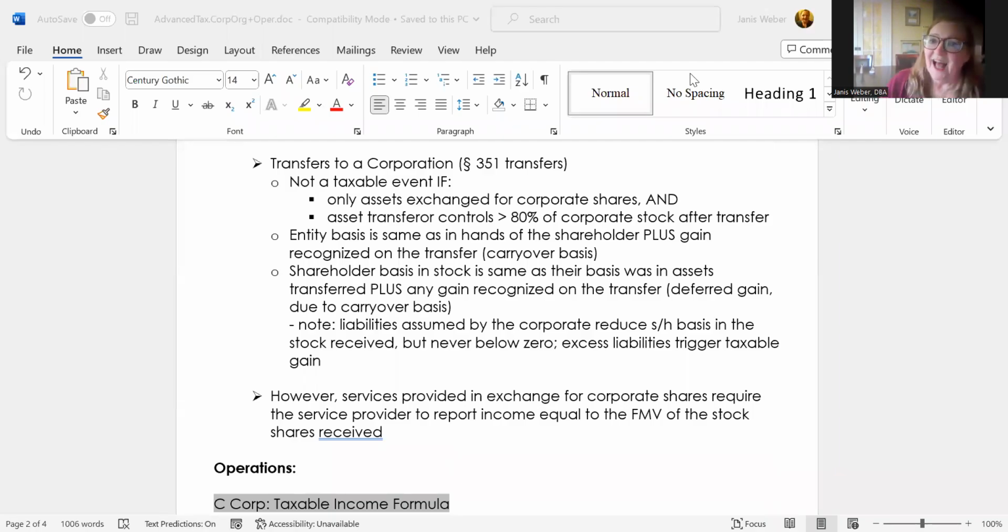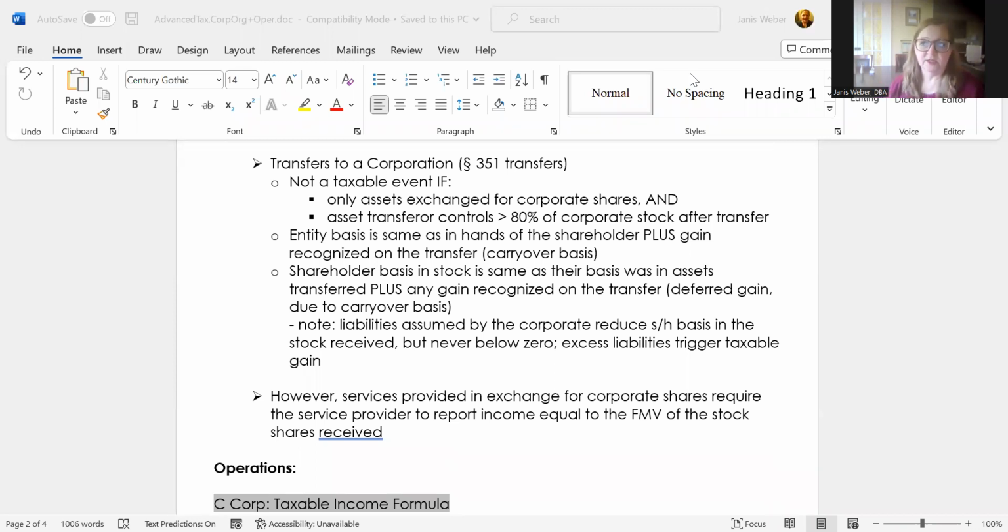Okay, so now the other exception besides the excess liabilities that could be a problem: services. When one shareholder contributes property, maybe, but another shareholder contributes just their services in exchange for their shares, those services are not the same. It's not eligible for a 351 transfer based on the services. So you still have to make sure that you have 80% control of the people who are transferring assets in order for that to work.